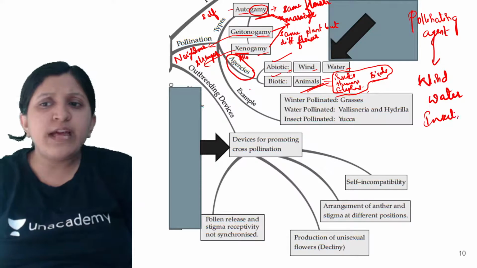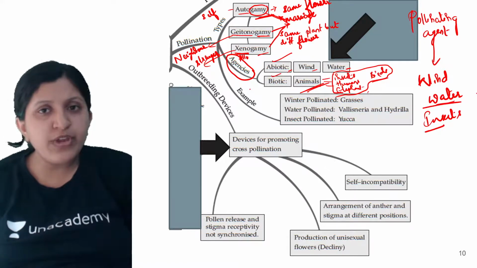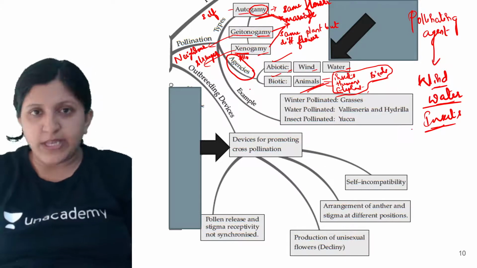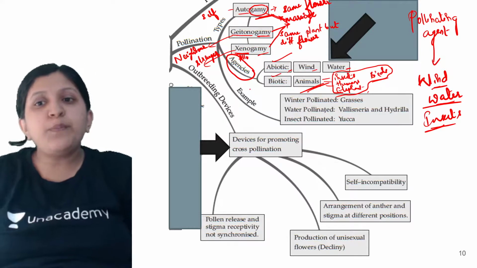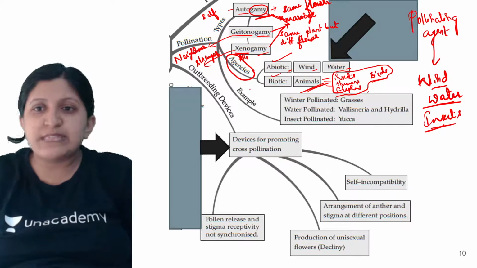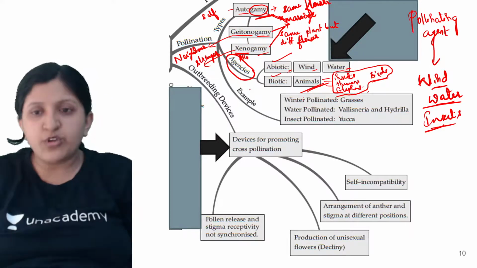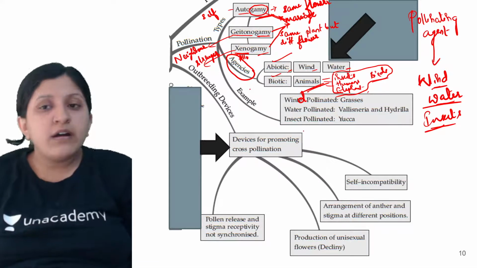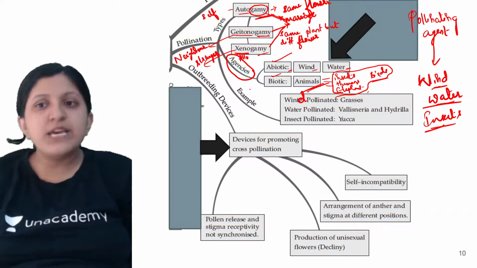So depending on that, the names are given. So this is hydrophily, this is anemophily, this one is entomophily. Now, wind pollinated, so this is basically wind pollinated, okay, not winter. So this is wind pollinated. Examples we can say grasses.